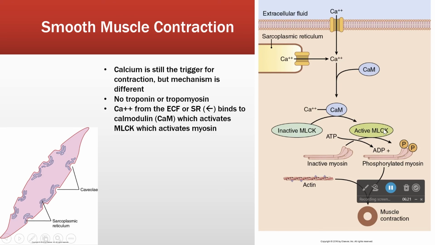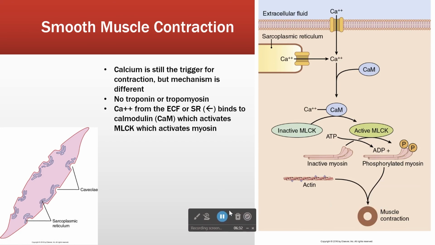That MLCK then catalyzes the breakdown of ATP into ADP and P, and we get a phosphorylated myosin. That phosphorylated myosin, not surprisingly, activated myosin, is going to bind with actin, and then those two are going to have contraction together, right? The myosin is going to pull on the actin, and that cell is going to get smaller in all directions, not just one direction, right?